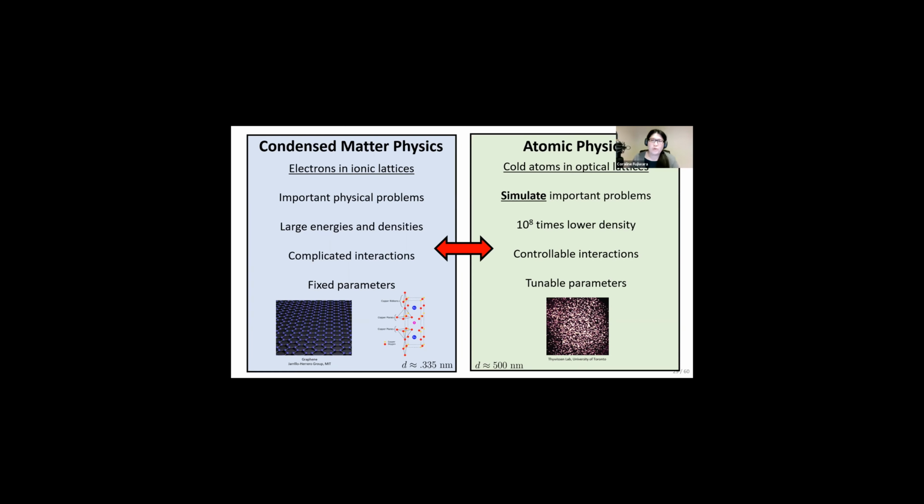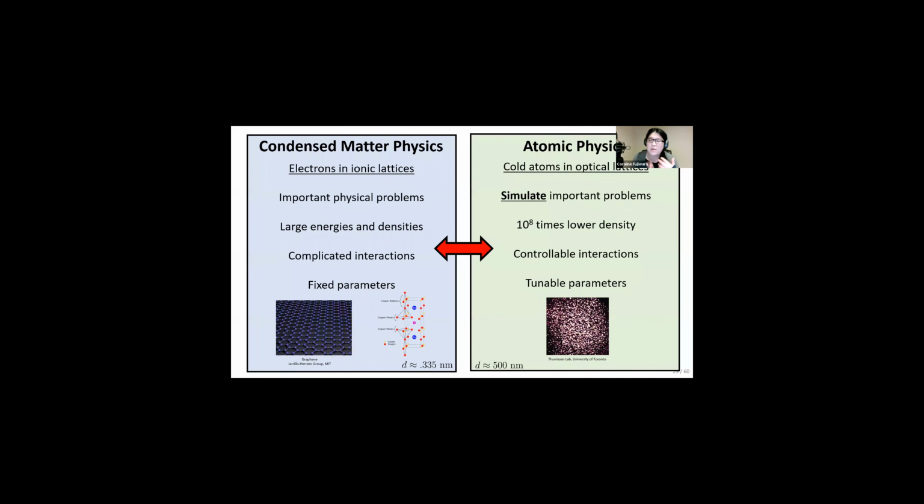And so what we're going to do in atomic physics is bring a complementary perspective on how to solve and understand these systems. This is what I mean by simulate. Instead of considering electrons in ionic lattices, we'll put cold atoms in lattices of light, and then we're going to turn down all of the properties of the material. Namely, we're going to work at much, much lower densities. Instead of angstrom-level scales of interparticle spacing, we'll consider micron scales, because that's the length scale of light.